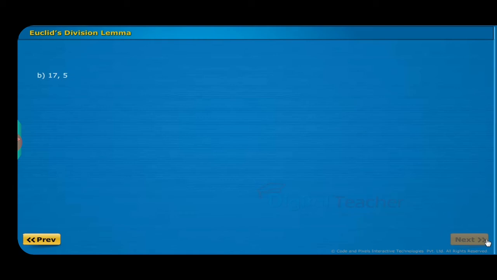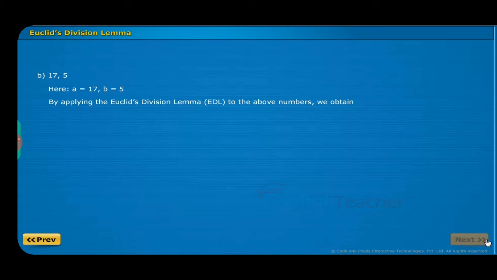Similarly, let's consider the second set of numbers, 17 and 5. Here, A is equal to 17, B is equal to 5. Thus, by applying Euclid's division lemma, EDL, to the above numbers, we obtain as follows.